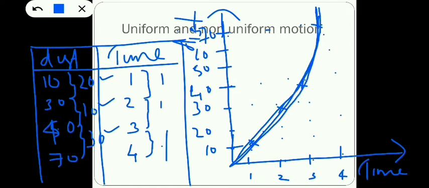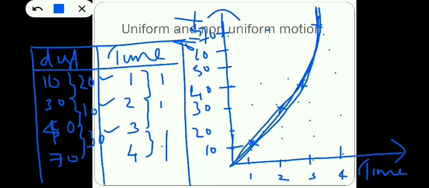Okay, so for non-uniform motion, what is the nature of the graph? It will be a curved line. So the graph for a uniform motion is a straight line. Graph for a non-uniform motion is a curved line.